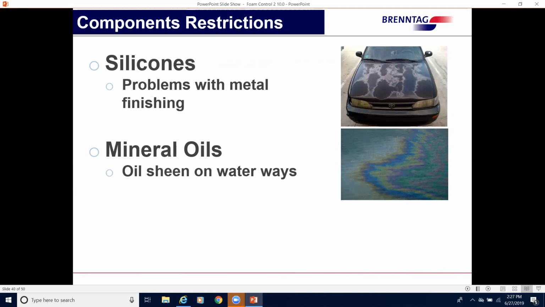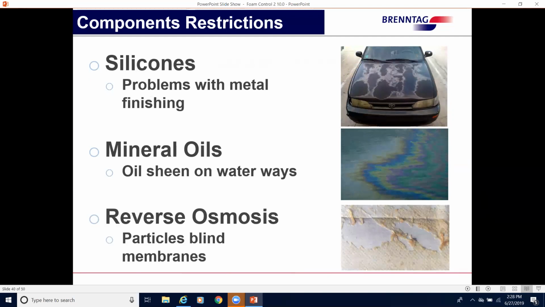So if you're discharging into a stream or into a waterway or something like that, you're going to want to make sure that you don't feed mineral oil based defoamers, because what will actually happen is it'll start to cause a sheen on top of wherever you discharge to.